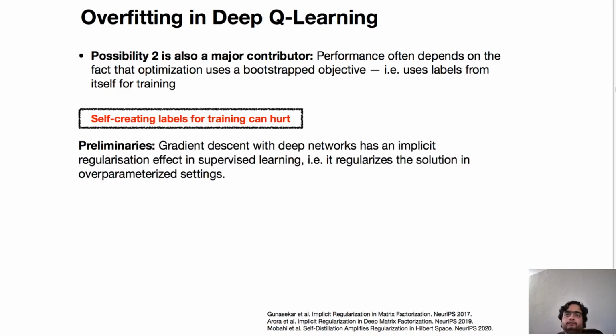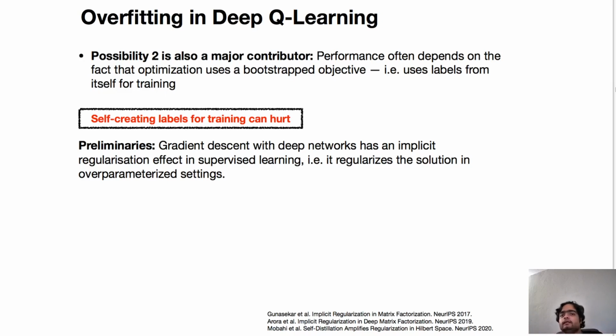Before going into the exact cause of these issues, before trying to understand why self-training or self-creating labels and training on them can hurt, let's look at a little bit of preliminaries that will help us understand this better. It turns out that when you use deep neural networks, which have millions of parameters, and you try to train them on a dataset which is only 10,000 in size, gradient descent is not too bad. It actually does not give you solutions that overfit a lot.